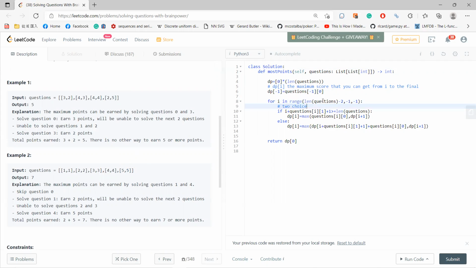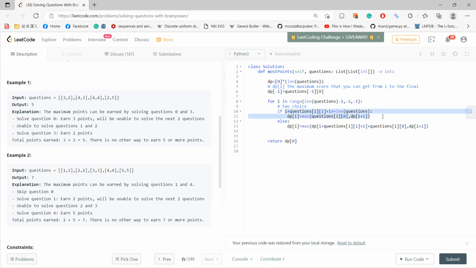Okay, then you go back and start to solve this. So for this one, you can try to solve or not solve. Okay, so you get 2 choices. If i plus questions i, the brainpower plus 1 is larger than the length, that means if you try to solve this, then the rest you cannot solve anything. So your DP i will be max of questions i 0, or DP i plus 1. DP i plus 1 means you do not solve i. This means you solve i.